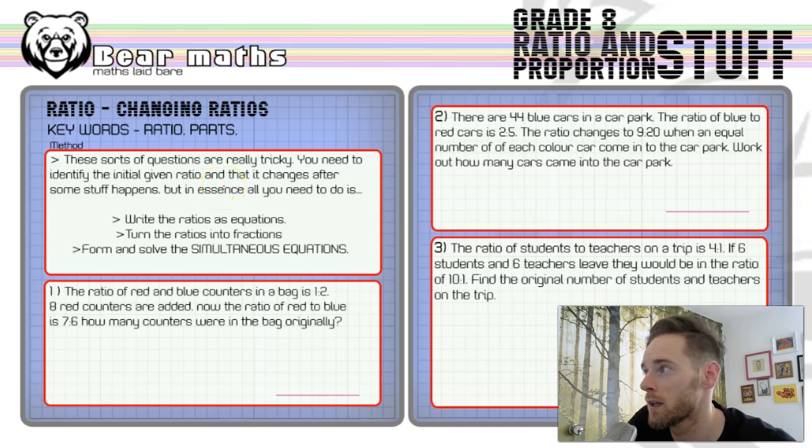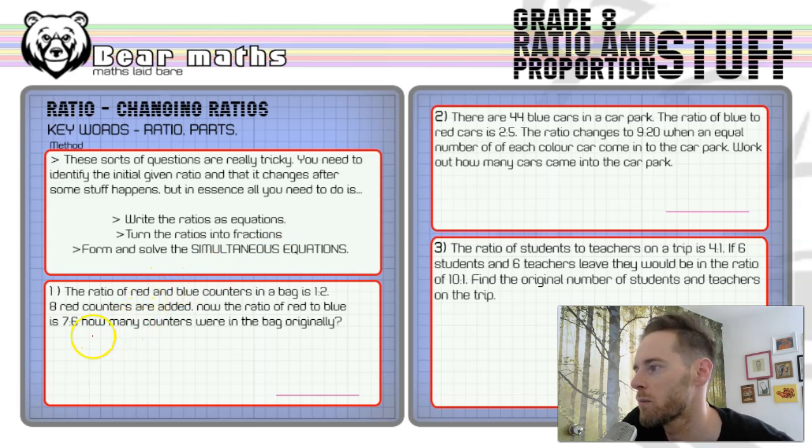So the method states that these sorts of questions are really tricky. You do need to identify the initial given ratio, and it changes after some stuff happens to it. But in essence, all you need to do is these three things. Write the ratios as equations. Turn the ratios into fractions, form and solve the simultaneous equations. You don't always get simultaneous equations, depends on the information you've been given in the question, but it more than likely will be some simultaneous equations for you to solve. Anyway, let's crack on and try question number 1.